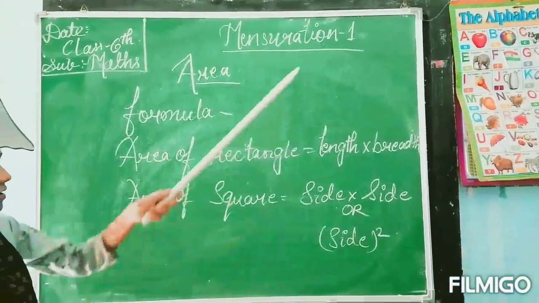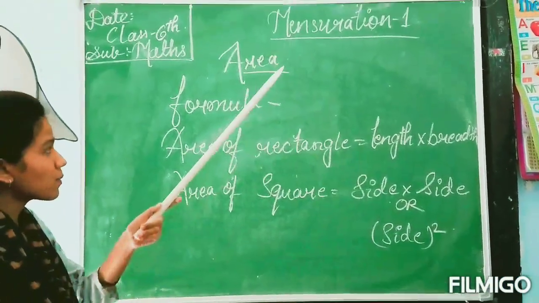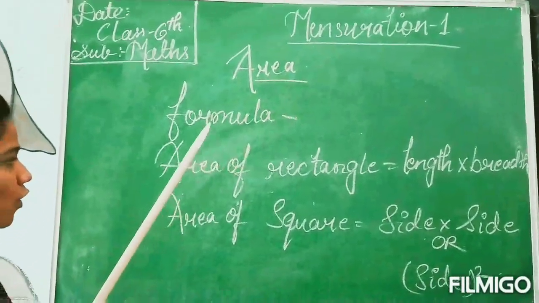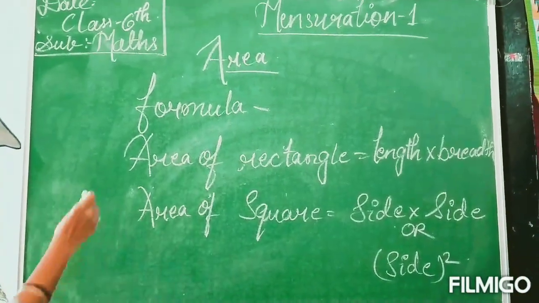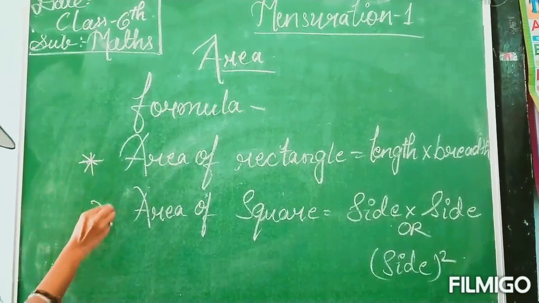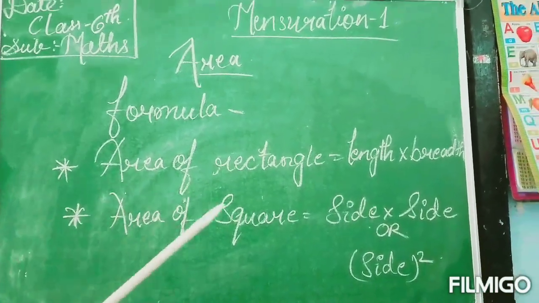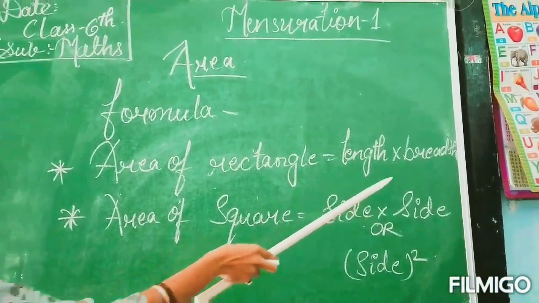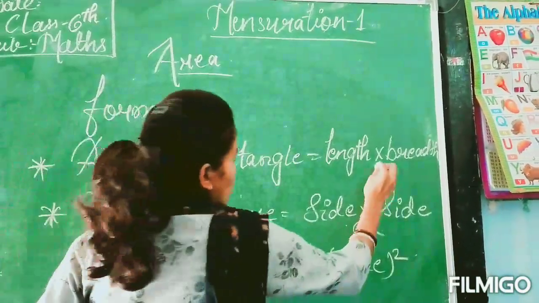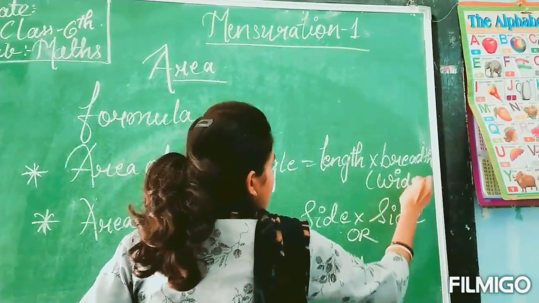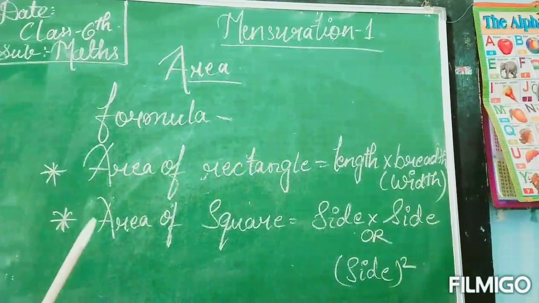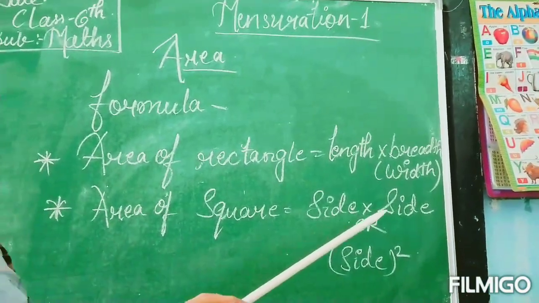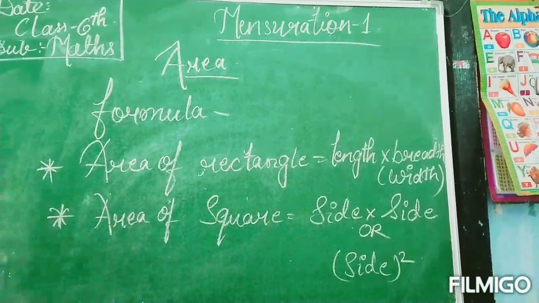Today we have learned about the mensuration chapter 1 area formula. Two formulas are there in this chapter: area of rectangle and area of square. Area of rectangle equals to length into breadth. We can say the breadth as a width also. Area of square equal to side into side or side ka square.